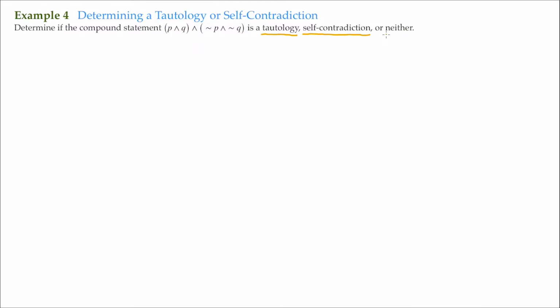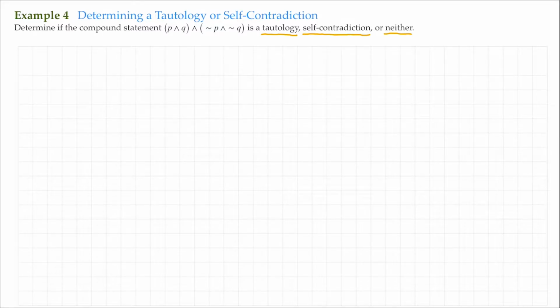Or it could be neither. And of course, neither would be that it's neither all true nor all false. So in other words, there's some sort of mixture in there. So again, we're going to build our truth table. I have my grid here. Again, you should have some sort of grid, some sort of graph paper.